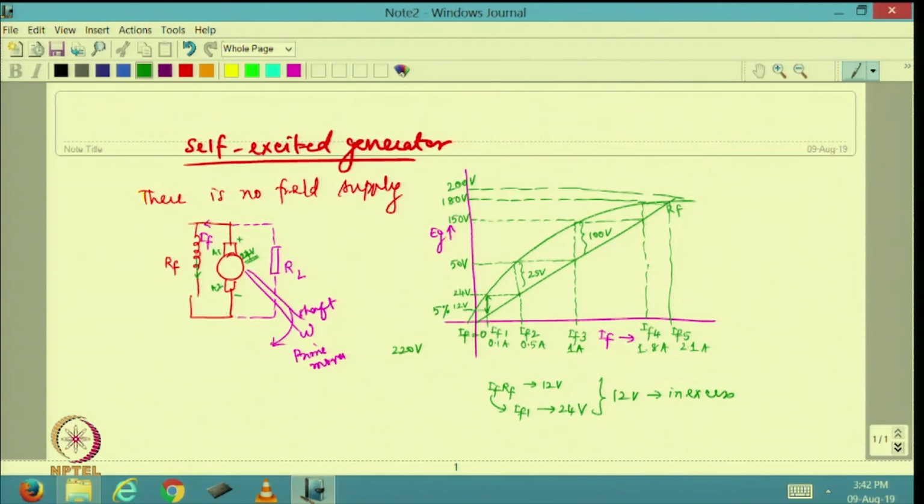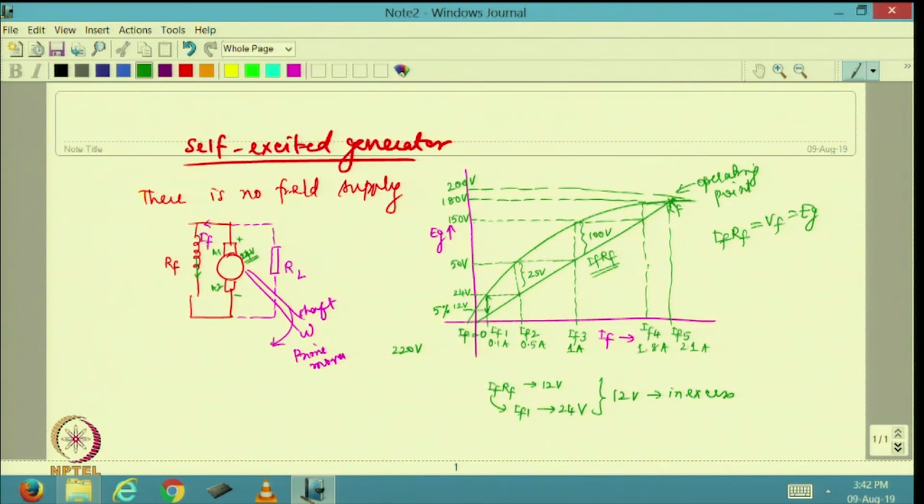So, wherever this open circuit characteristic is intersecting with the IF-RF or load line of the field circuit, that is where I am going to arrive at the operating point. So, this will be the operating point of the generator, where IF-RF will become equal to Eg. So, there is no excess voltage available at all.